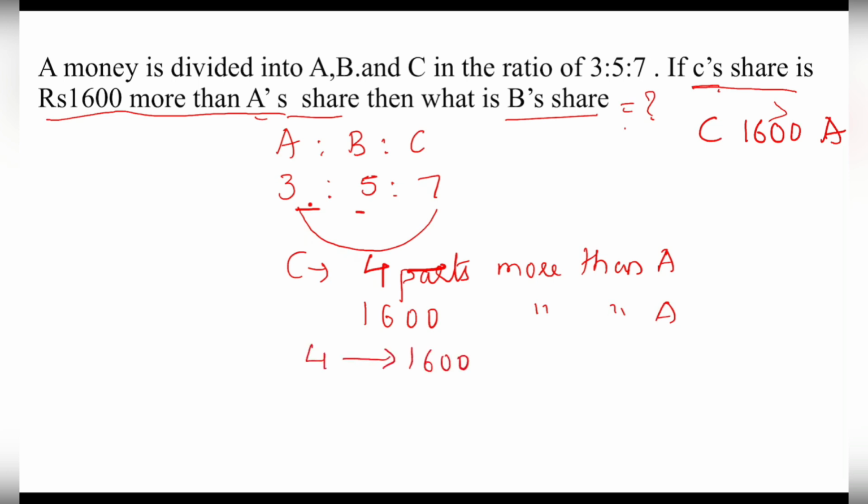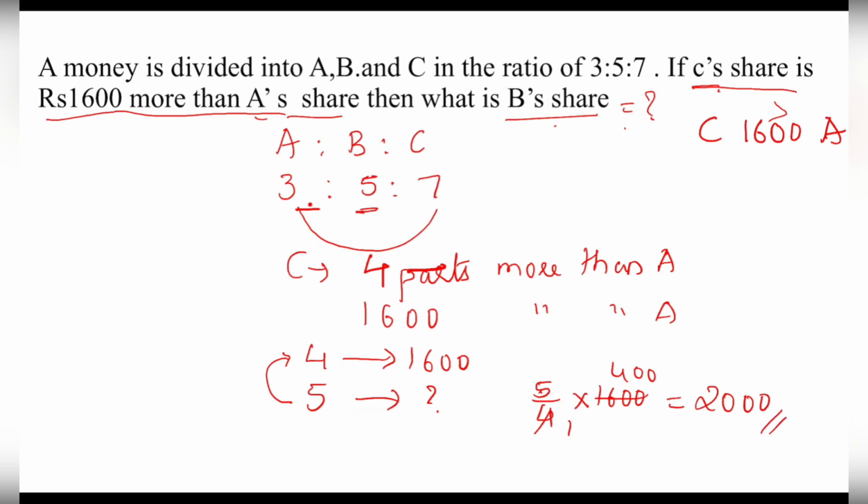Then they are asking B's share. B's share is how many parts? 5 parts. So 5 parts is how much? So it is 5 by 4 into 1600. So 4 ones are 4, 4 fours are 00. So 5 fours are 20 and 00. So B's share is how much? 2000 rupees. So this is the way to approach the problems and solve them in a simple way. Thank you. We will continue in the next video.